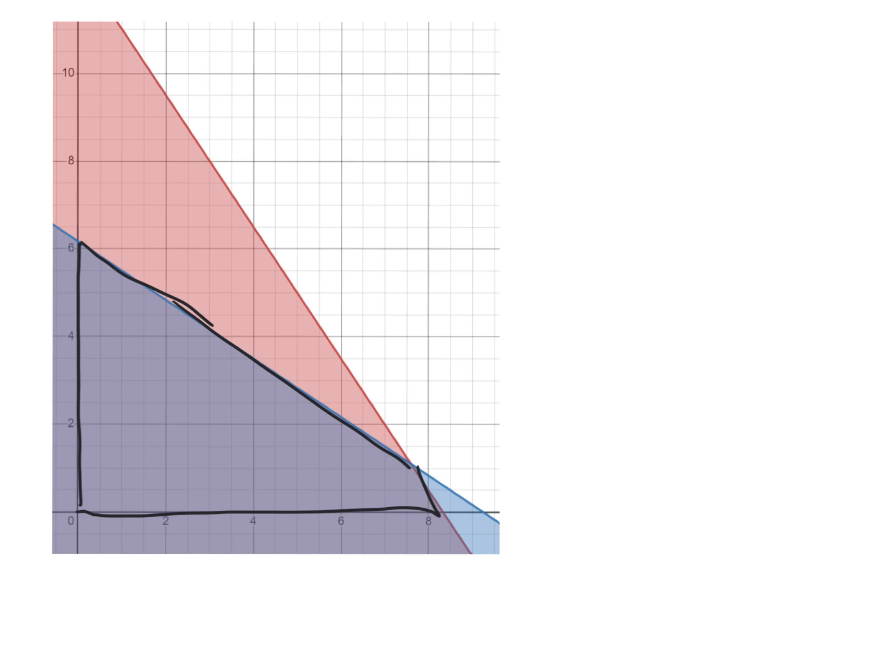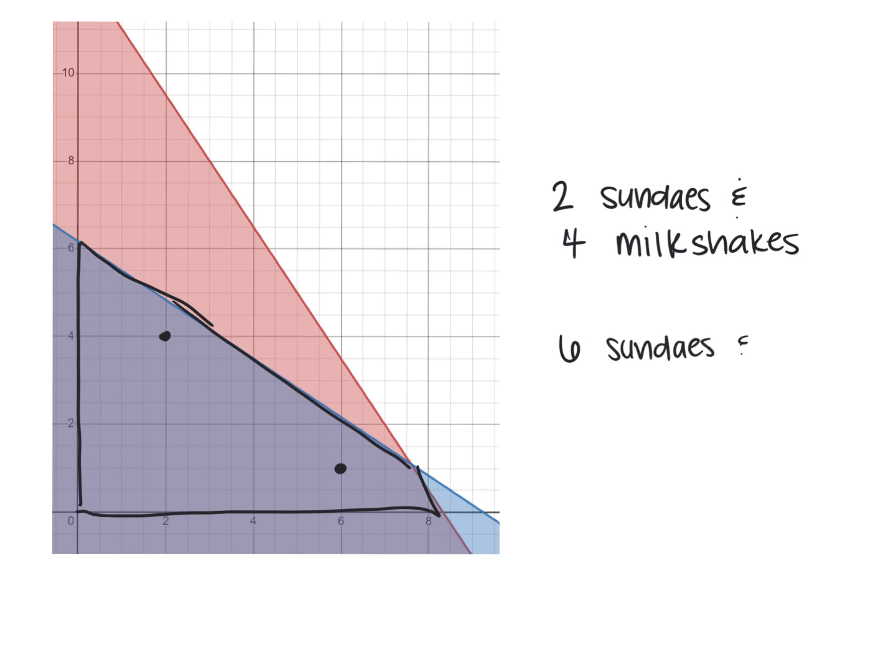It does not matter which 2 I pick. So I'm just going to pick 2 arbitrary points. There we go, 2 arbitrary points. So we can have our x-axis is sundaes, so 2 sundaes and 4 milkshakes. Or for my second example, I have that I can make 6 sundaes and 1 milkshake.